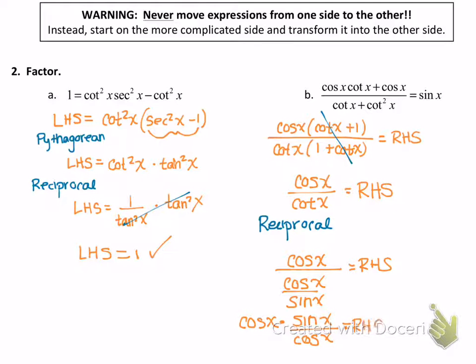I'm running out of room at the bottom here. So then my cosines simplify and they divide to give me 1. So I'm left with sine x, which is equal to my right-hand side, which is what I'm looking for.